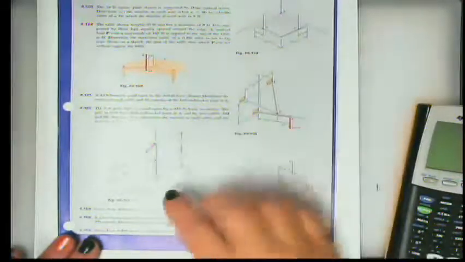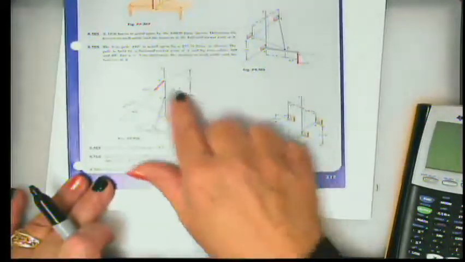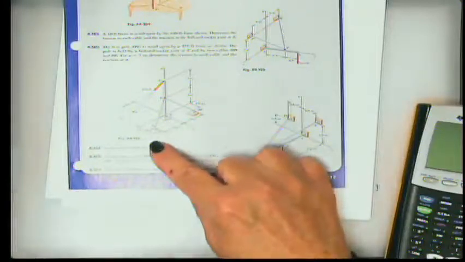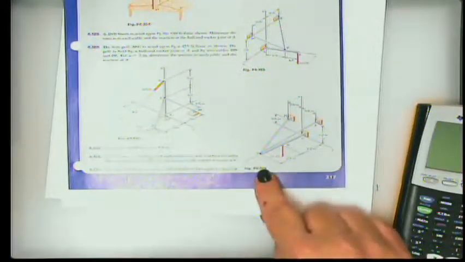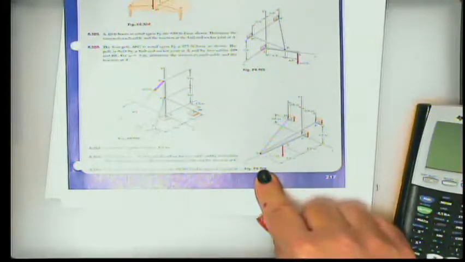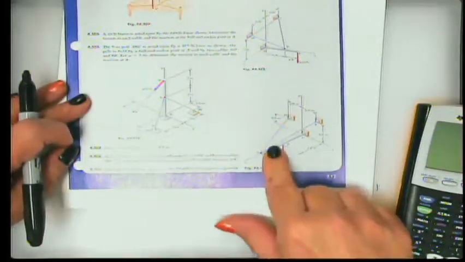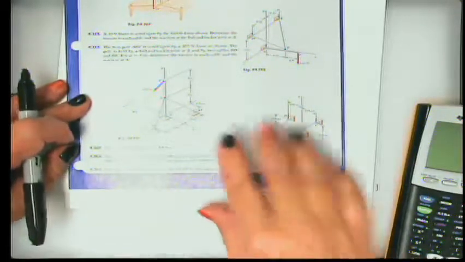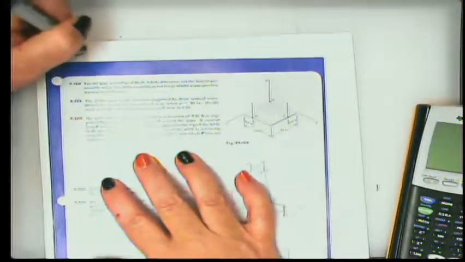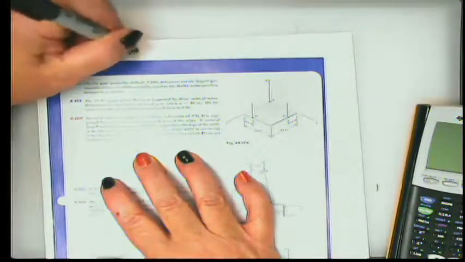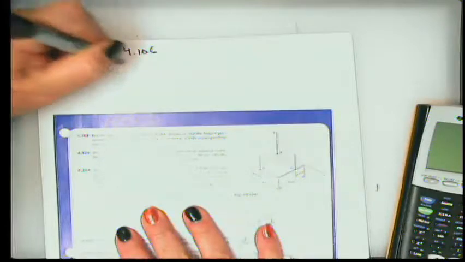All right, when I take a look at the end of the section problems, I kind of love a pole or a transmission tower problem, because these are very classical three-dimensional statics problems. So I will work 106 in class, and then I will definitely assign 108 for you as homework tonight. So in class, I'm going to work 4.106, and homework will be 4.108.